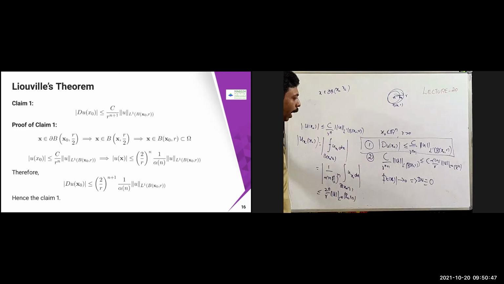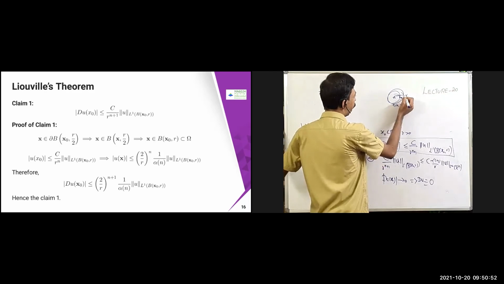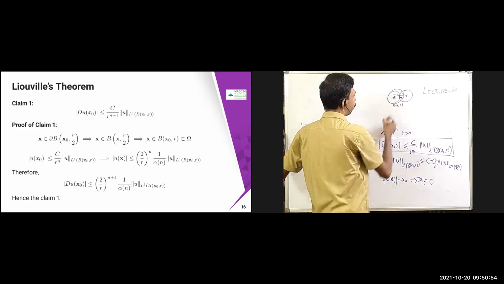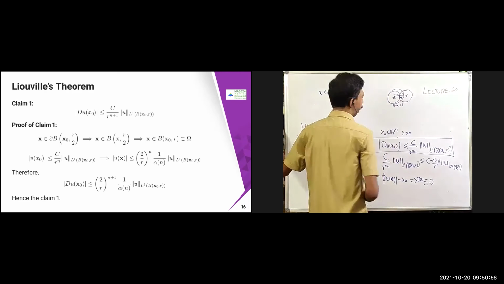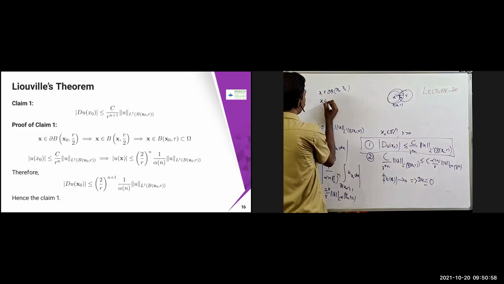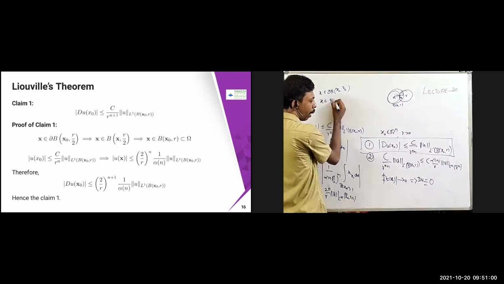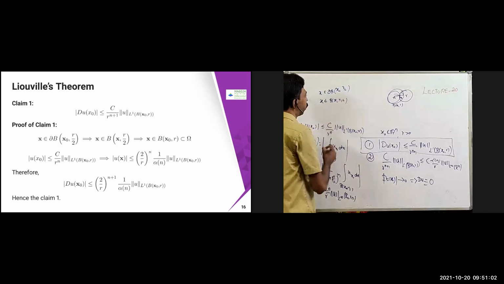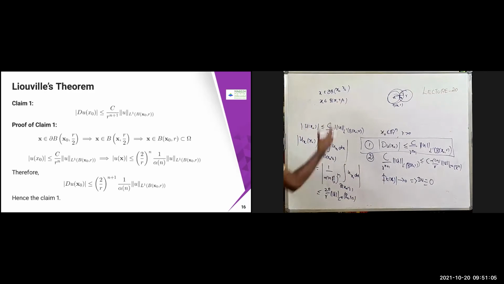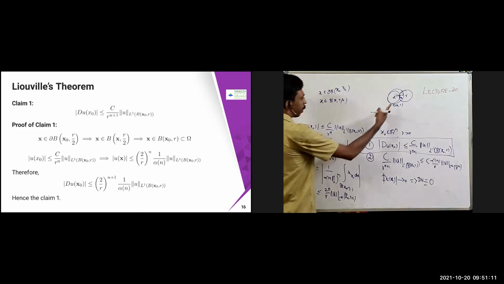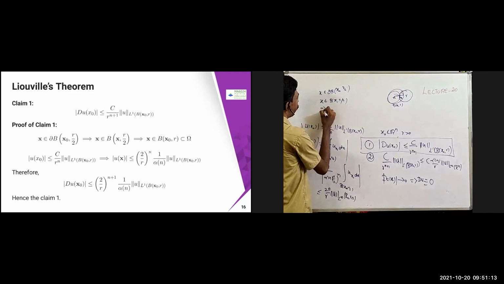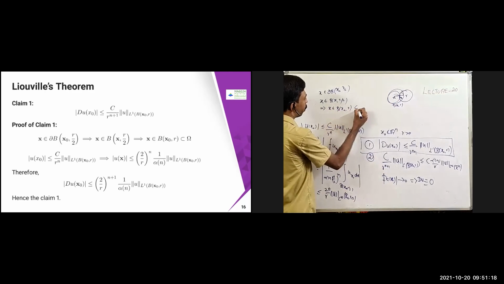So if you take the ball B of x comma r by 2, x belongs to it, and that is obvious. Taking the same r, this is going to imply that x belongs to B of x naught comma r, which is a subset of omega.